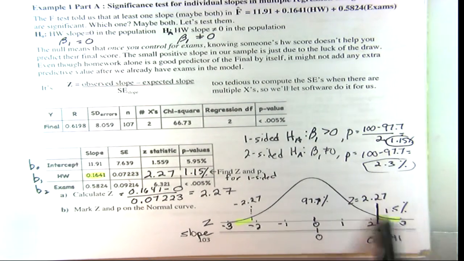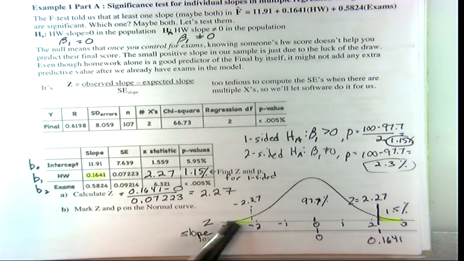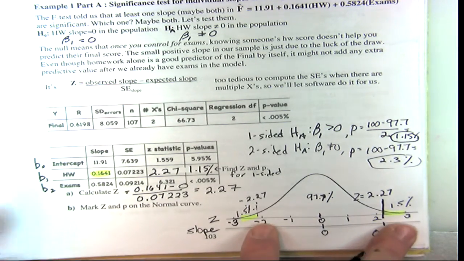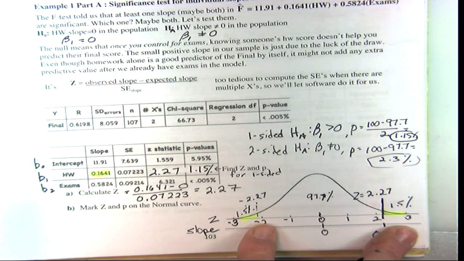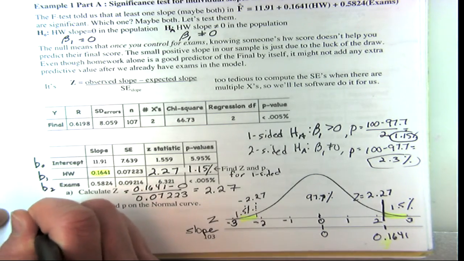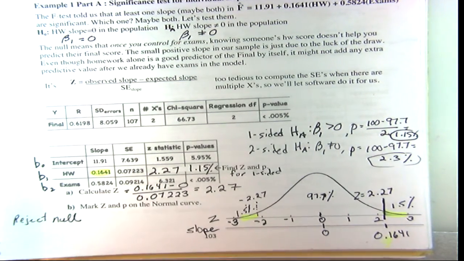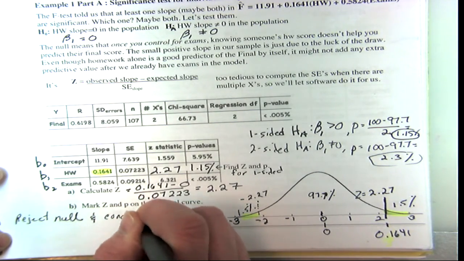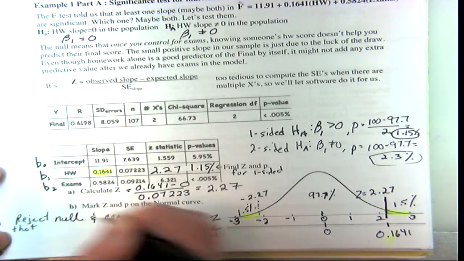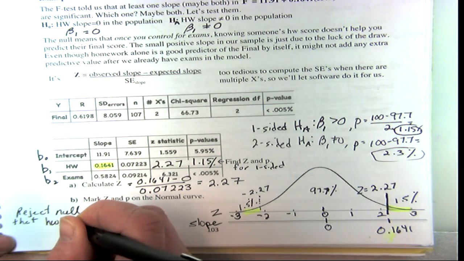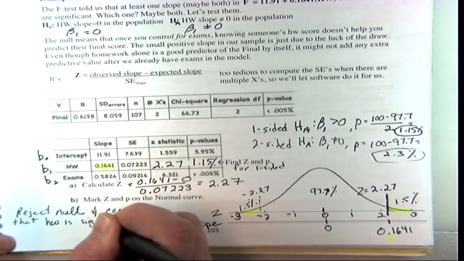All right, so that's the idea, and so we mark Z and P. So it would be 1.5 on either side. And either way, we'll reject the null at 5%. So our conclusion would be we'll reject the null and conclude what? Conclude that homework is significant. We should keep it in the model.